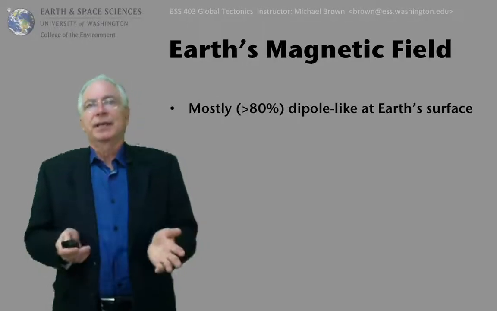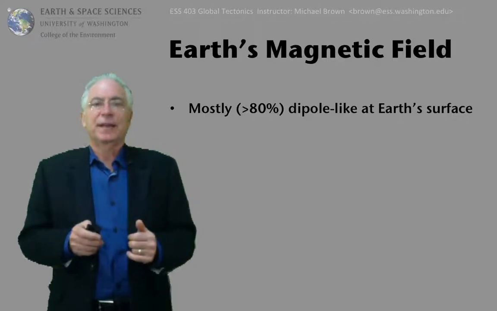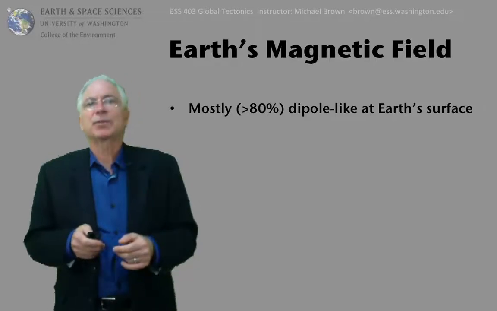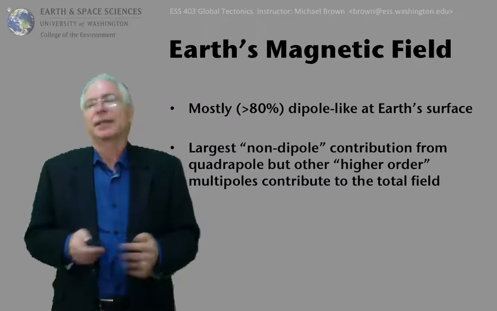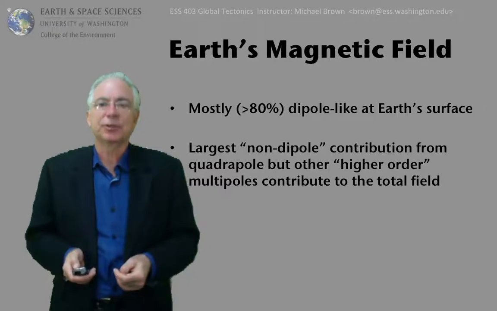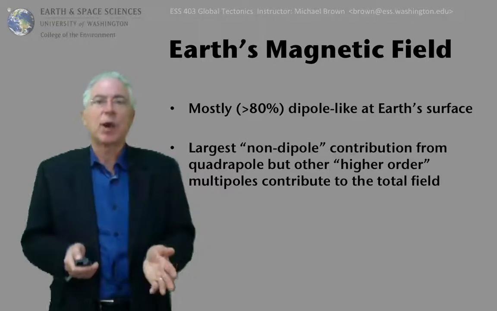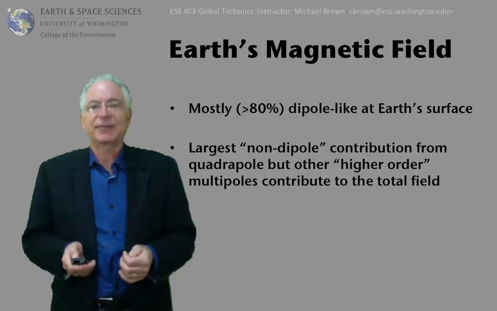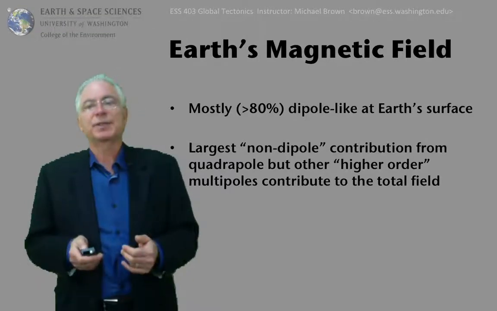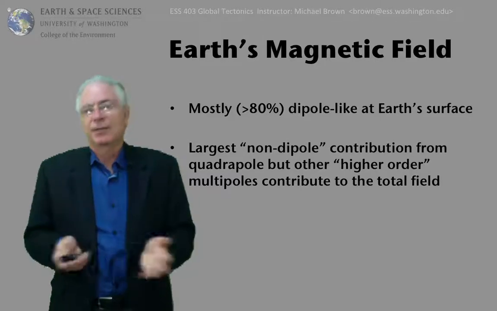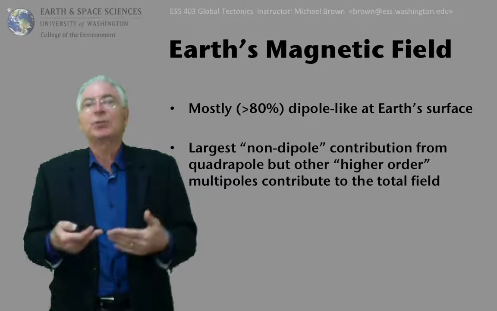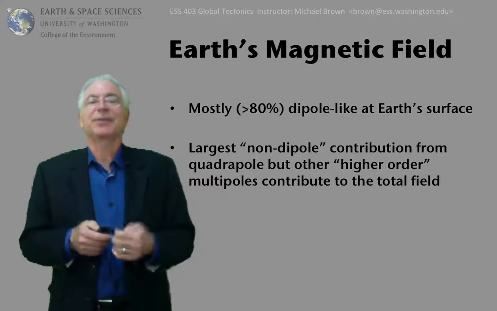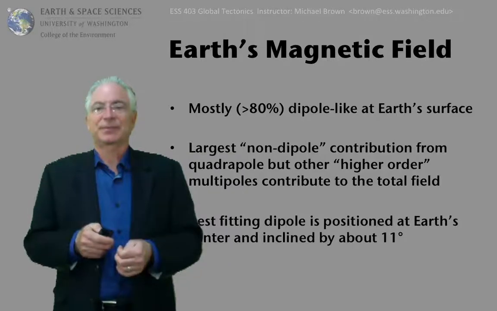In general, the largest part of Earth's magnetic field is dipole-like, but there's about 20% of it that is non-dipole-like. And the largest non-dipole contribution to Earth's magnetic field comes from quadrupole fields. But there are additional higher order magnetic fields from multipoles that contribute to the total field. So a quadrupole has two dipoles together. An octopole would have two quadrupoles put together, and so forth.